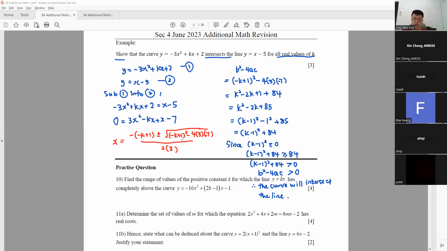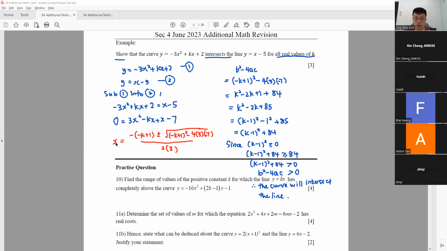Meaning this thing, no matter what k you put inside, this thing will become positive. So you definitely have an answer for x, and that's why they intersect. Wait, I don't get it. Like, why when it's positive, you will sure intersect the line? Because when you do square root, a positive number, a number comes out or not?